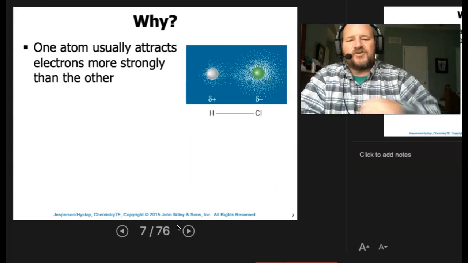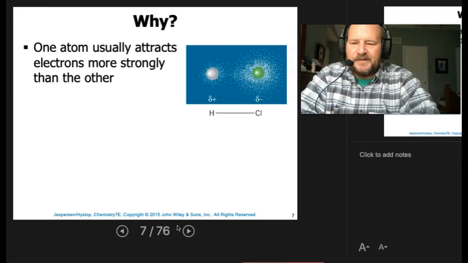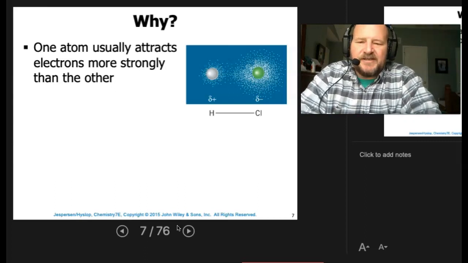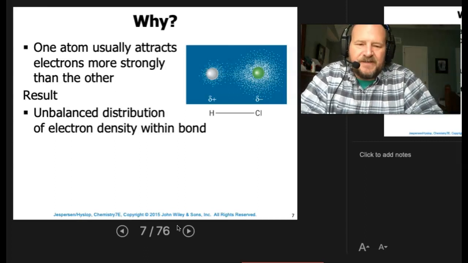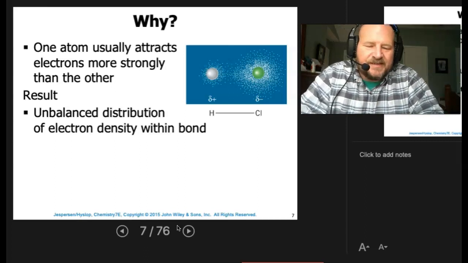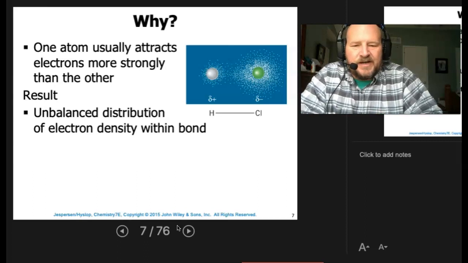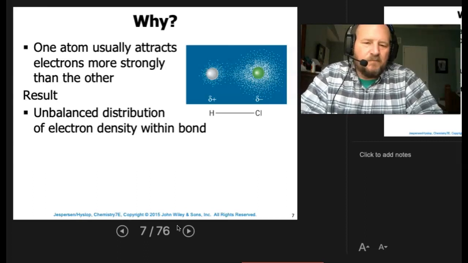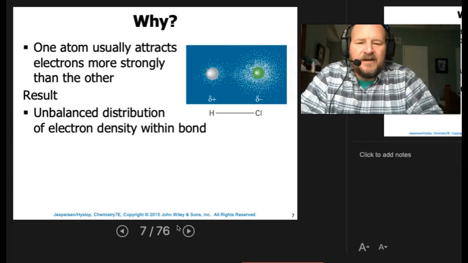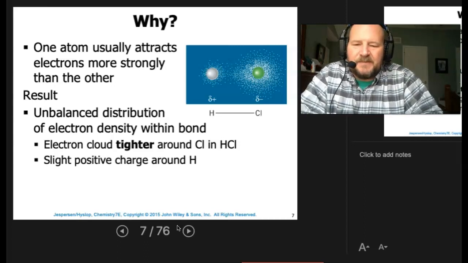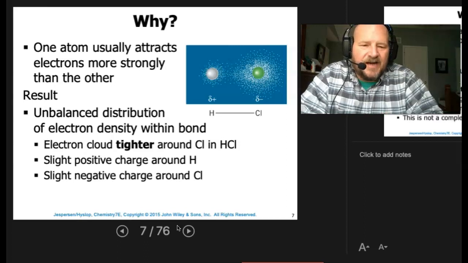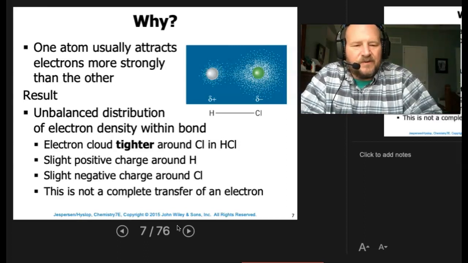Now, what's drawing this? Why is this doing this? Well, one atom usually attracts electrons more strongly than the other. That results in a shift, an unbalanced distribution of electron density. In other words, the chlorine here wants the electron more than the hydrogen does, and so it's going to end up being partially negative. Its electron cloud will be tighter around the Cl in HCl. A slightly positive charge would be found around the hydrogen, and a slight negative around the chlorine.